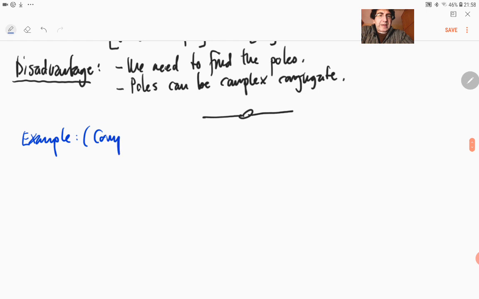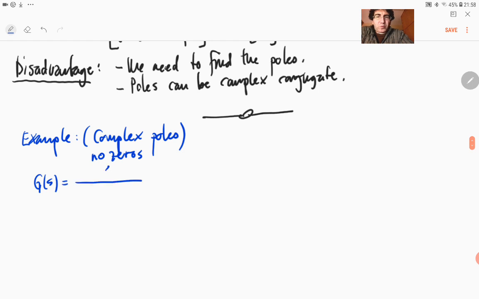So, an example where we have complex poles. When I have complex poles, I cannot expand it into partial fractions, and I cannot select essentially a diagonal A matrix. In this case, I have no zeros, and I will show you what's the problem with the zeros in a minute. So here's our G(s) equal to 1 over s squared plus 2s plus 2.